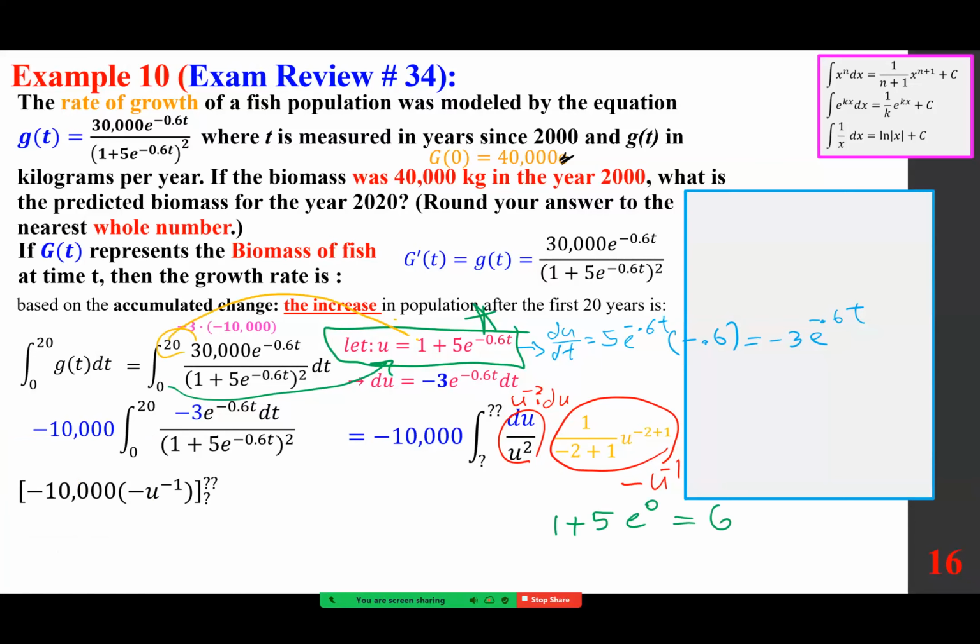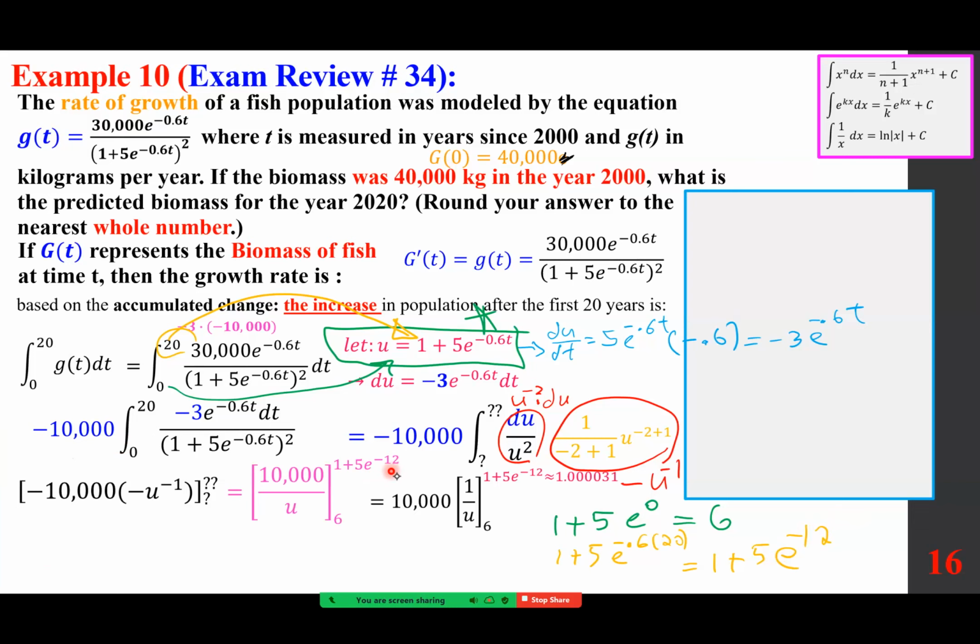Now I'm going to put the upper limit. I get 1 plus 5 e to the power of minus 0.6 times the upper limit of 20, which gives me 1 plus 5 e to the power of minus 0.6 and 20. The product is negative 12. Now what happens, class? This number is very close to 0, and the upper limit ultimately becomes really 1. So this is the exact answer, but this is almost 1.